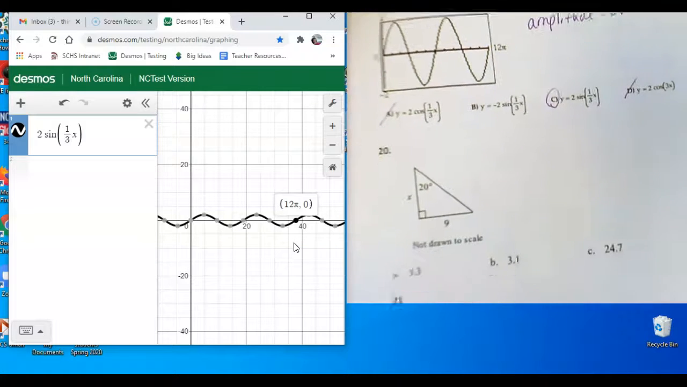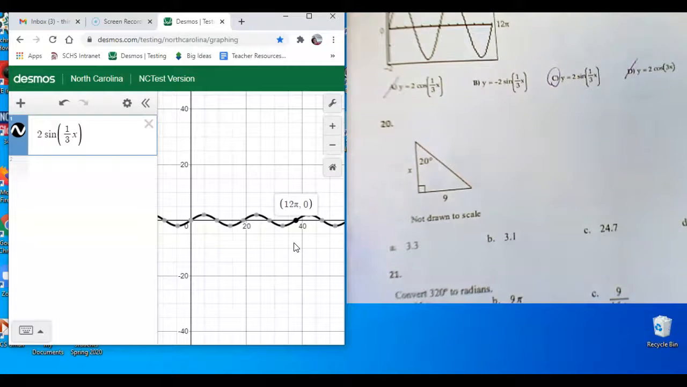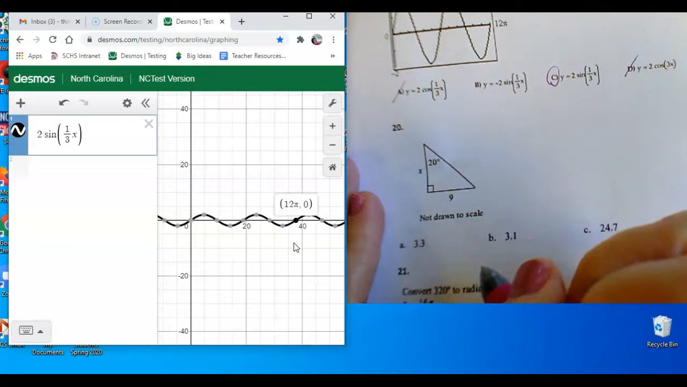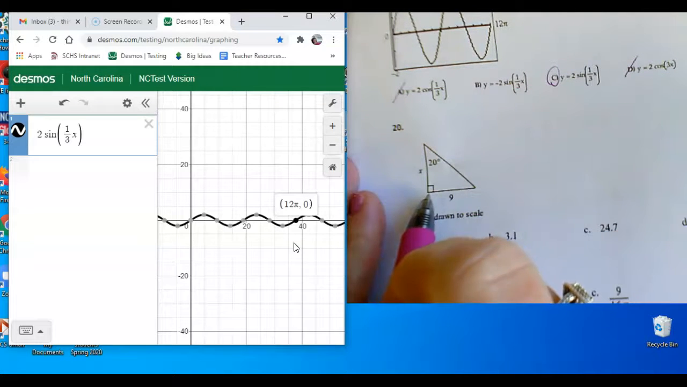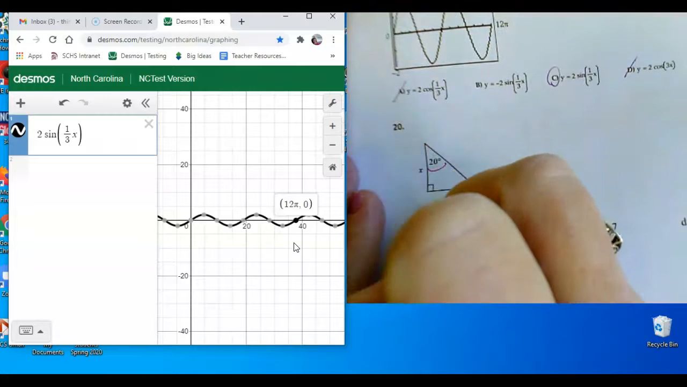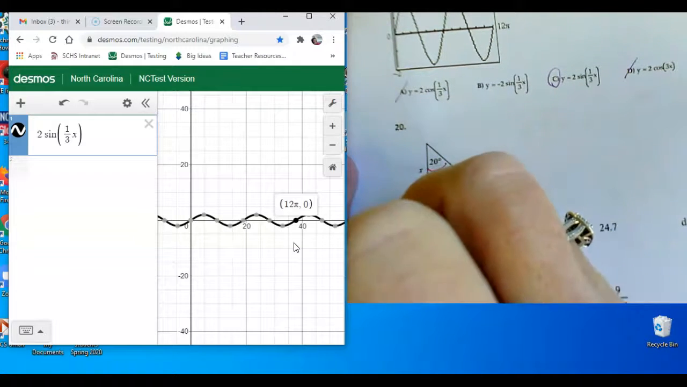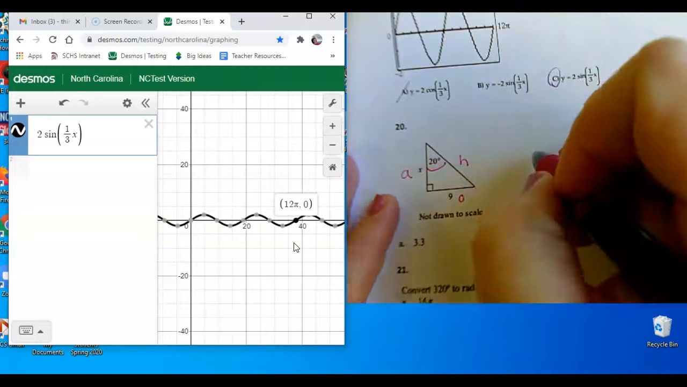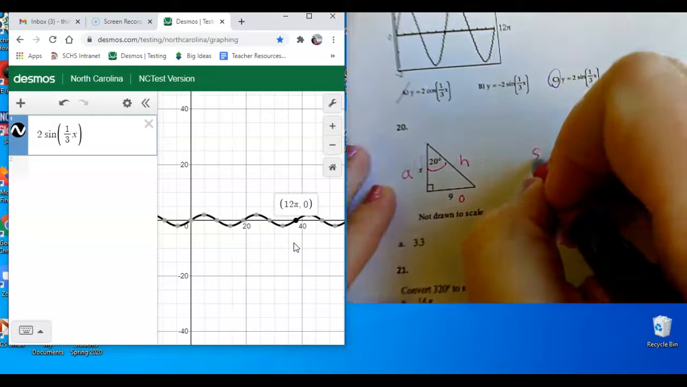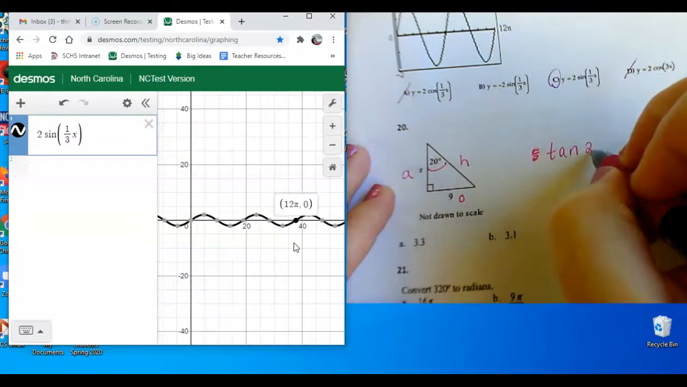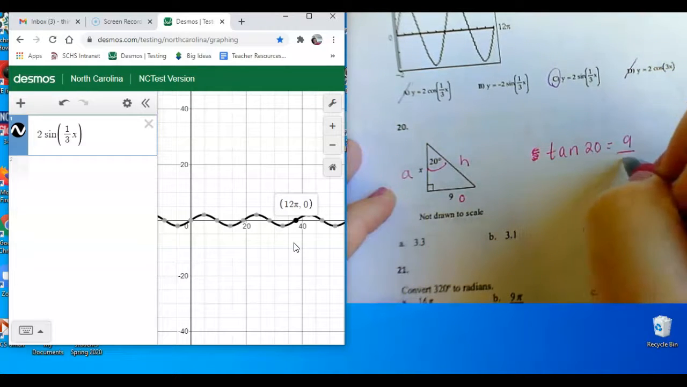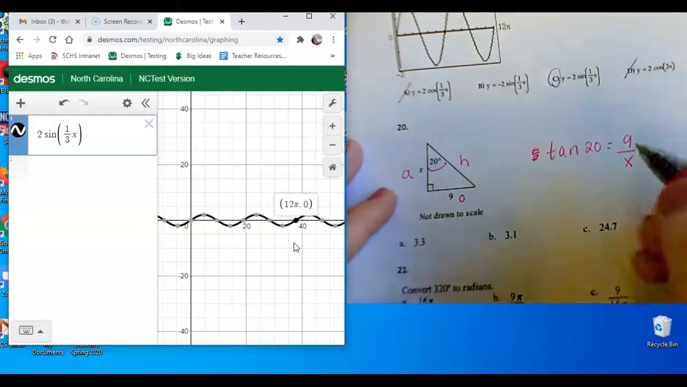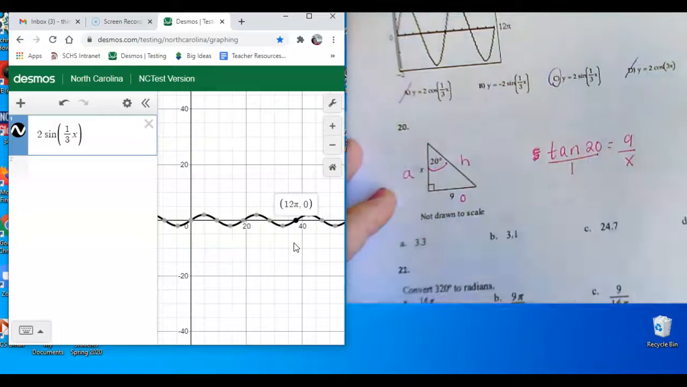Alright, number 20. It's asking me to find x. This is a right triangle trig kind of problem. We know this side, 9 is opposite. Hypotenuse is across from the 90. Other side is adjacent. So that means that we have opposite and adjacent. That's SOHCAHTOA, which means tangent of 20 equals 9 over x. I'm going to put that over 1.